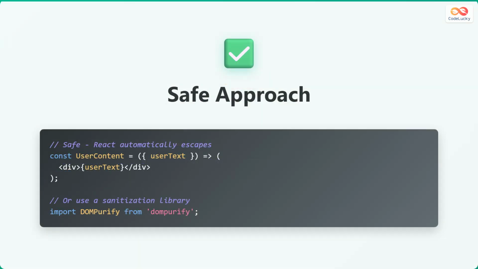The safe approach in React is to let React handle the rendering of text and data. React automatically escapes values rendered within curly braces, which prevents XSS attacks by default. As shown in the first code block, simply rendering user text within a div element is a safe way to display content. If you absolutely need to render HTML content, consider using a sanitization library like DOMPurify. These libraries can parse and sanitize HTML to remove any potentially malicious code before rendering it in your application. Remember to sanitize any HTML that you get from the user end.